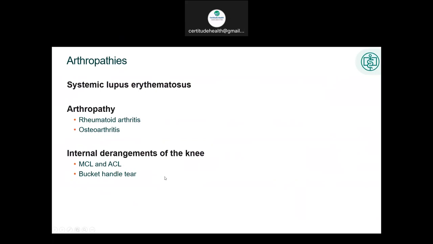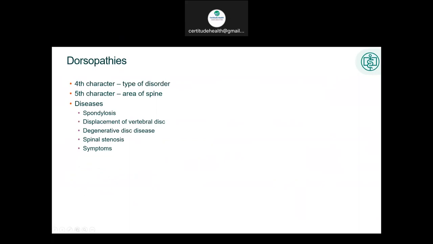A bucket handle tear is a tear of the lateral meniscus of the knee. So it is specific to the knee. And likely will require surgery or some type of medical treatment. Dorsopathies. So dorsopathies is a disorder affecting the spinal column. So any condition of the spine, which is bone, right?